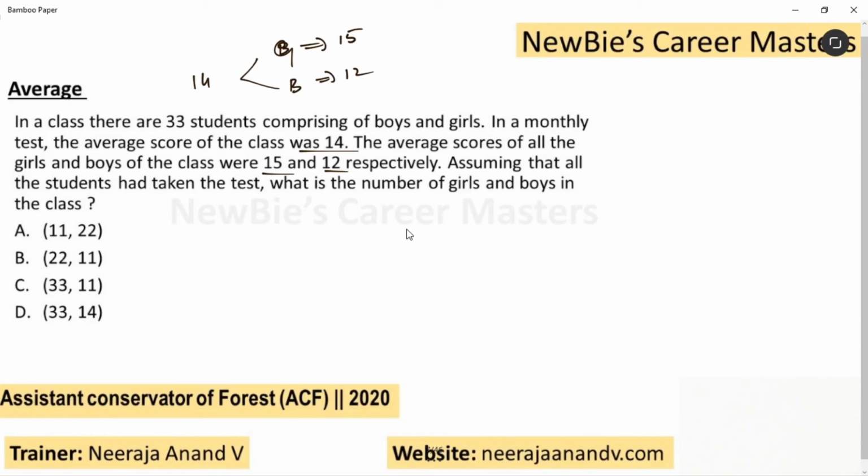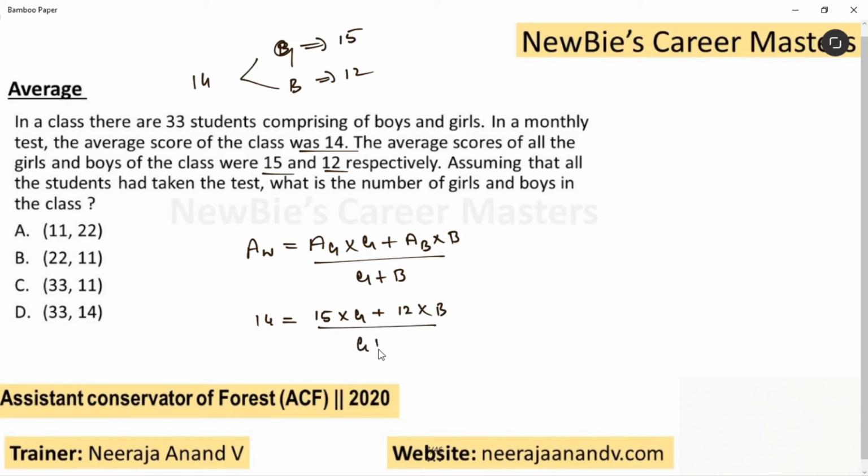Very simple, newbies. See, we can use the weighted average formula for this. I can represent it like this: average of girls into total number of girls plus average of all the boys into total number of boys, divided by total number of girls plus total number of boys. Let's put the values. This is given as 14 and this as 15. Number of girls, we don't know, let's keep it G only. Then the average of all boys is 12, into B, divided by G plus B.